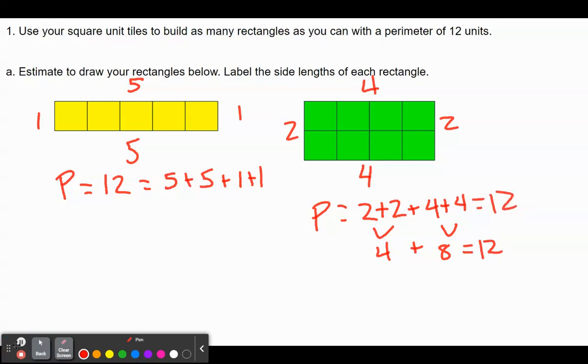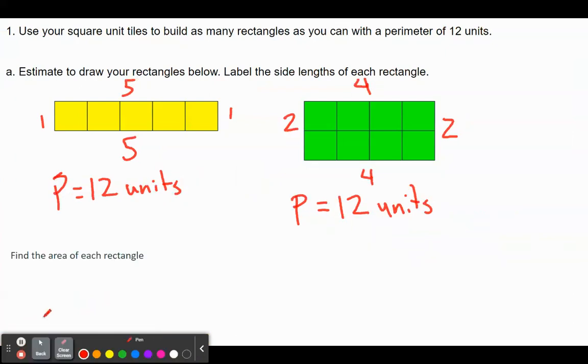All right, fantastic. Now, we also have to find the area. So we want to make sure we find the area of each rectangle. So let's start with our yellow rectangle. Now, if you remember before, area is going to equal the number of square units we have in each. So let's find the area of our yellow rectangle. So I have 1, 2, 3, 4, 5 square units. So the area is going to be 5 square units.